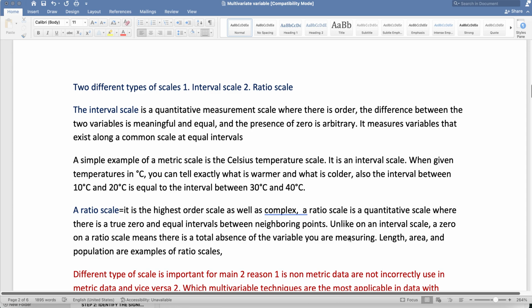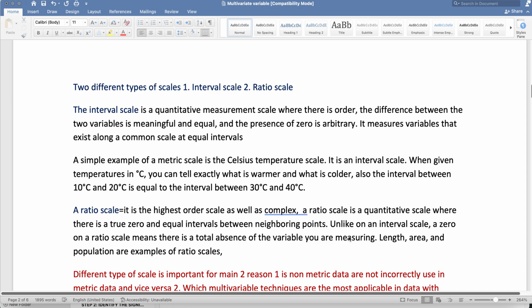If we talk about the interval scale, that is a quantitative measurement scale where there is an order. The difference between two variables is meaningful and equal, and the presence of zero is arbitrary. It measures variables that exist along a common scale at equal intervals. A simple example of a metric scale is the Celsius temperature scale. It is an interval scale. When given a temperature in Celsius, you can tell exactly what is warmer and what is colder. Also, the interval between 10 Celsius and 20 Celsius is equal to the interval between 30 Celsius and 40 Celsius.